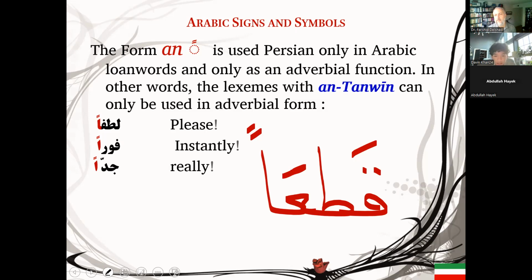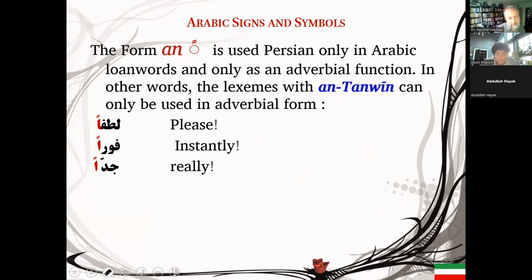Qat'an means definitely, 100%. Is that what it means in Persian? For example, if you want to say "I definitely can't," you say qat'an miyam. Or if something is definitely good, say qat'an khube or qat'an khubas. It's an Arabic word. Or look at this word, for example. We have also this one.